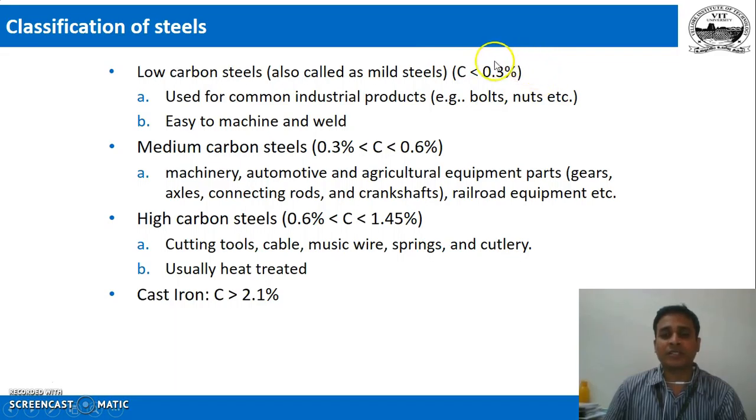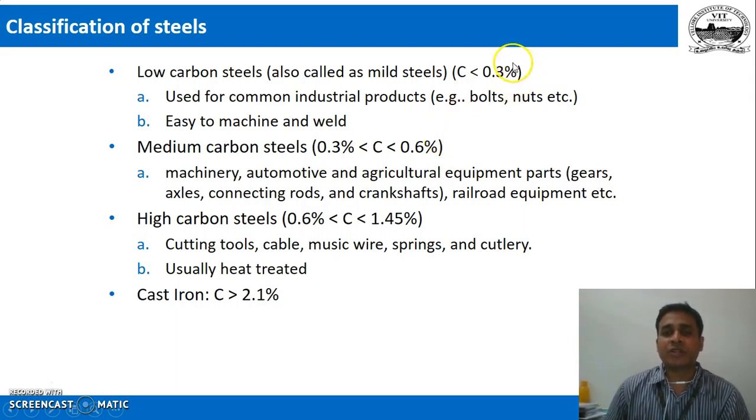Your carbon percentage in the alloy is less than 0.3%. And typical uses for the same, this material is for common industrial products like bolts, nuts, and all these things. Similarly, for medium carbon steel, what do we mean by medium carbon steel? If you have carbon somewhere from 0.3 to 0.6%.